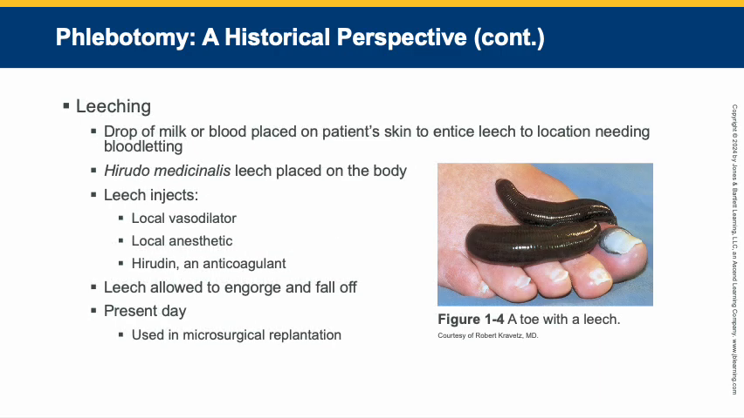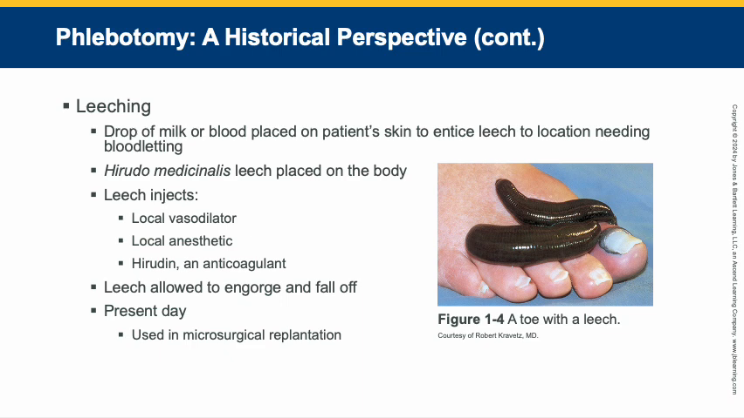Okay, let's talk about leeches a little more. Leeching, back then, involved putting a drop of milk or blood on the patient's skin, and what this did was entice the medicinal leech to attach to the spot where they wanted to do the bloodletting. The leech would engorge itself with blood, which took about an hour, and then the leech would just fall off because it would be so full.